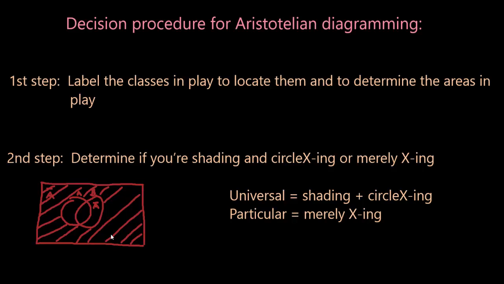All right, so after we label what's in play, in this case our non-A's and our B's, the next thing that we want to determine is whether we're going to shade and circle X, which is what we do with universal statements, universal propositions, or whether we're only going to put in X without the circle, which is what we do with our particular statements.